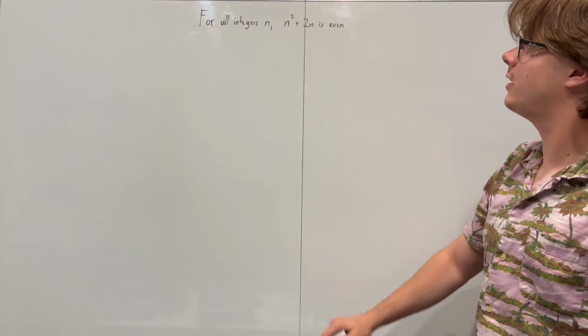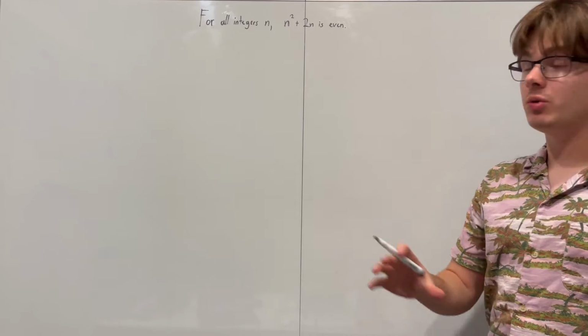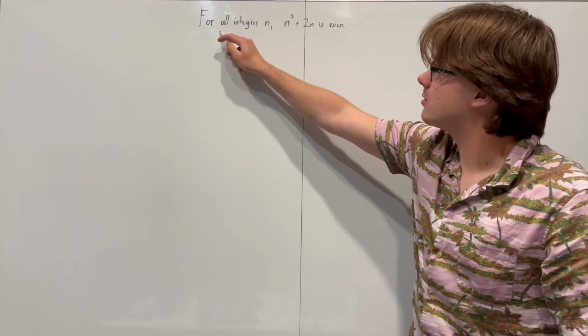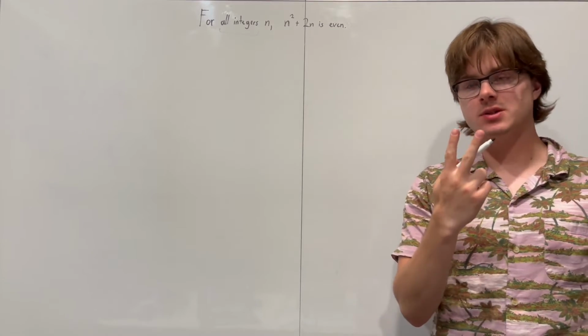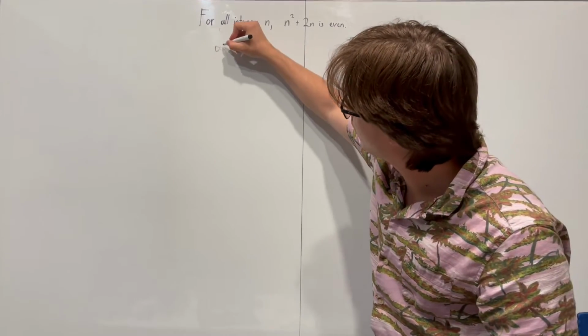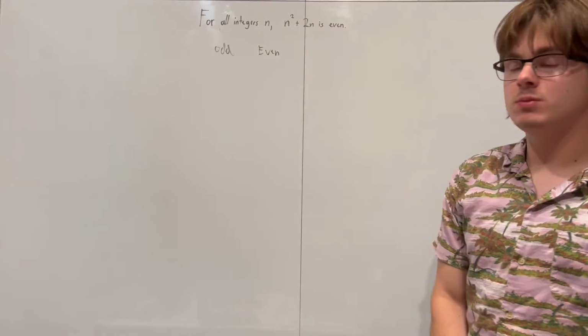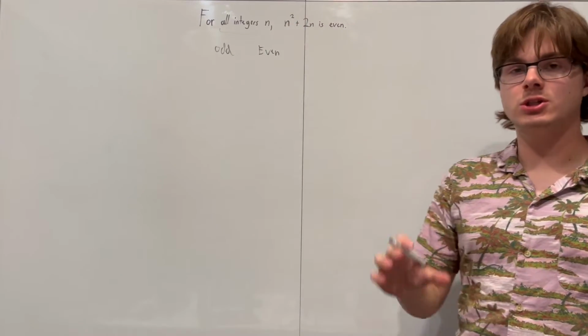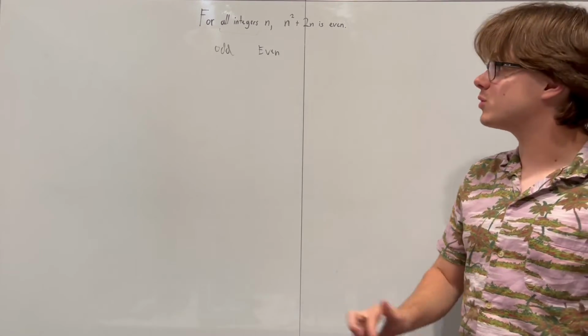For all integers n, n²+2n is even. So what should we do when we look at this problem? When something says for all integers, what should go through your mind is that there's only really two types of integers: odd and even. That means we need to look at both sides. There are two cases. Let's think of some examples for each case.